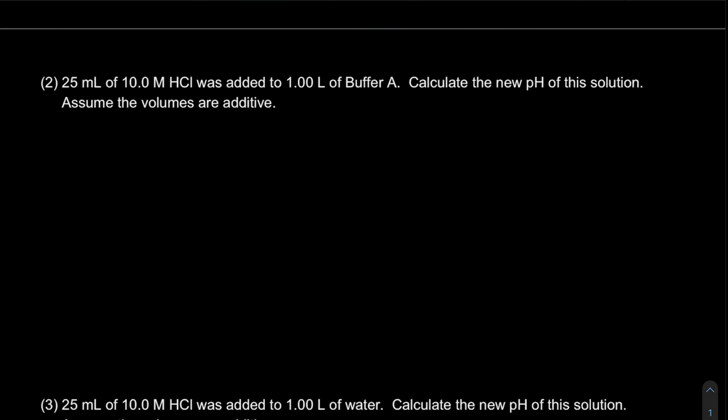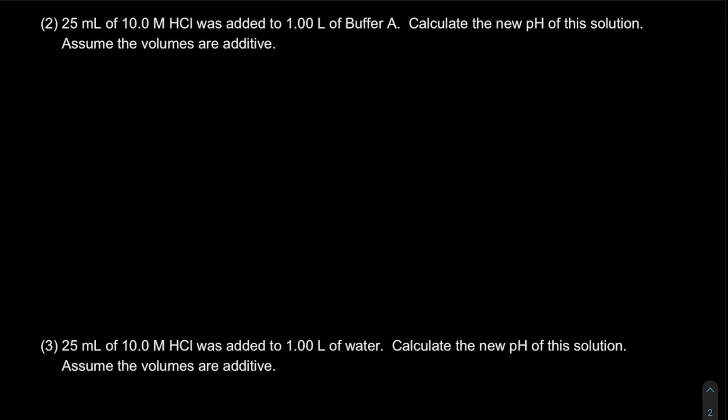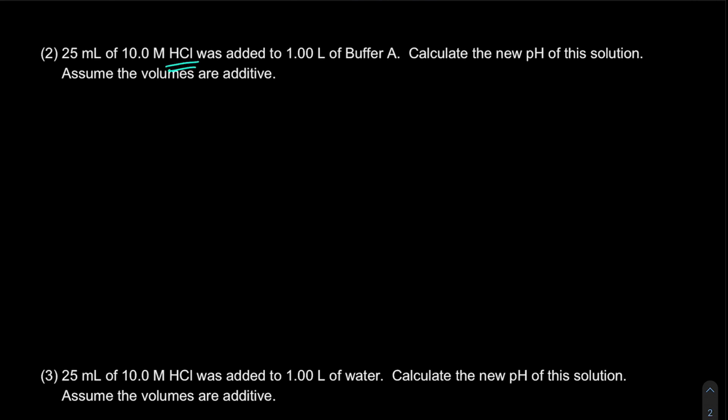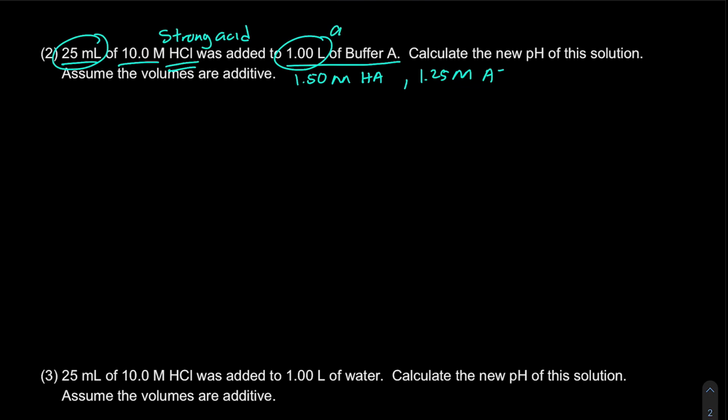Now let's move on to thinking about, well, what happens if we add an acid? So HCl, and we think, what is HCl? HCl is a strong acid, one of our strong acids. So we're going to add 25 milliliters of 10 molar HCl to 1 liter of our buffer solution. Again, reminding us our buffer solution is 1.5 molarity acid, 1.25 molarity conjugate base. Now what we notice here is that we're adding 2 volumes.